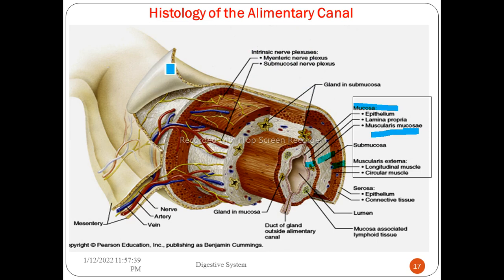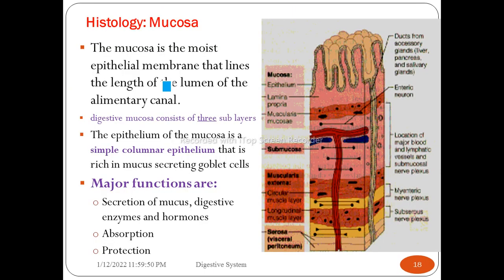The external layer is known as adventitia or serosa. These are the layers of the alimentary canal. The mucosa is the moist epithelial membrane that lines the length of the lumen of the alimentary canal. The digestive mucosa consists of three sublayers: epithelium, lamina propria, and muscularis mucosa.